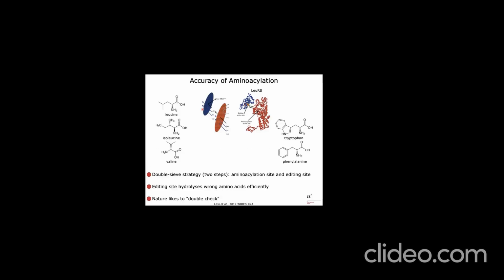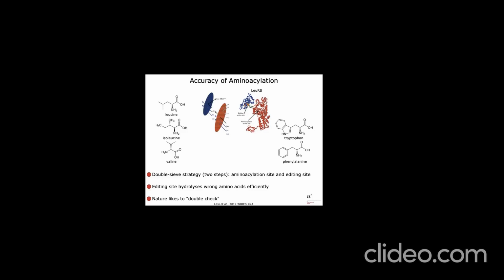So this works by the so-called double sieve strategy. And I highlighted this now slightly differently to show this actually to you. So this works because the synthetase has 2 sites, enzymatic sites. The first one is the active site that aminoacylates the tRNA. And then you have, not in every synthetase, but in many, an editing site. So this second site will basically correct mistakes that the enzyme has done before.